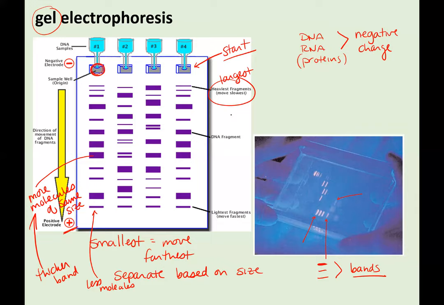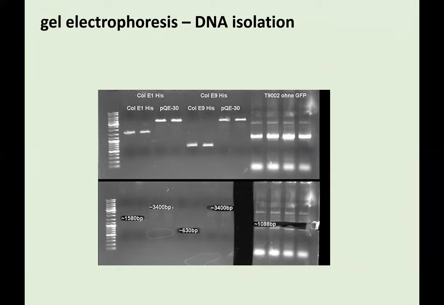Here's another image. So this is again some DNA that was cut with restriction enzymes. These thicker bands means there's more DNA than these thinner bands. But the difference is based on size. Large to small.